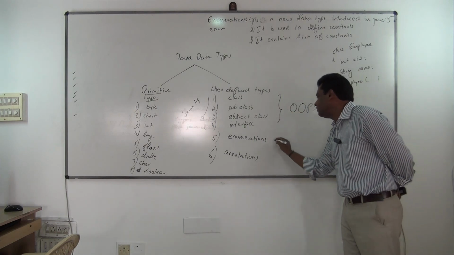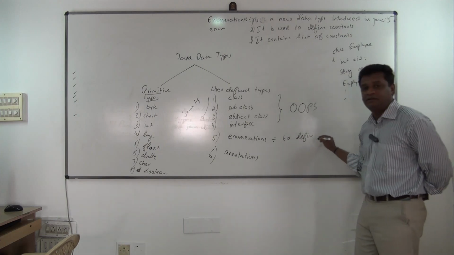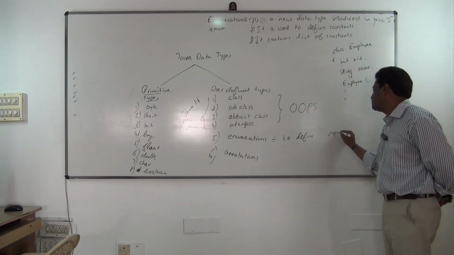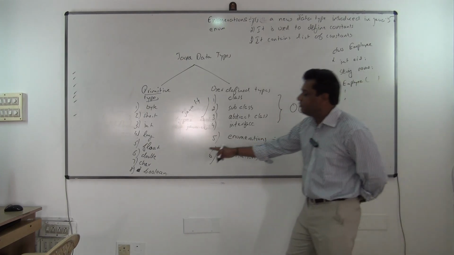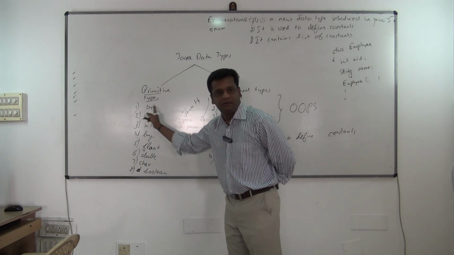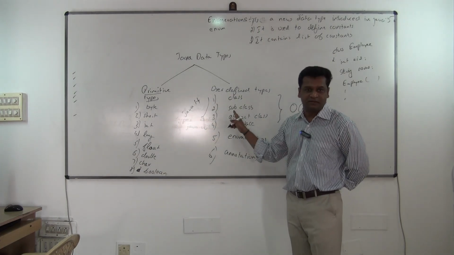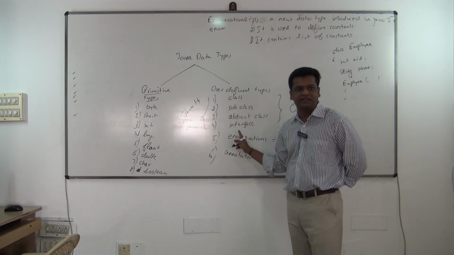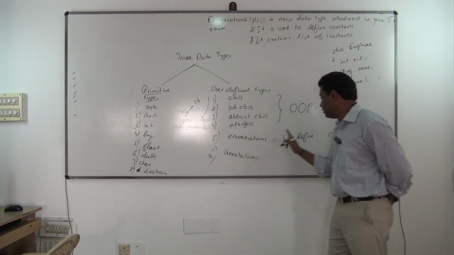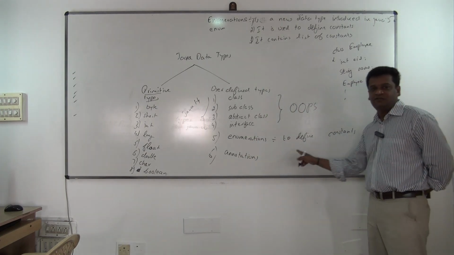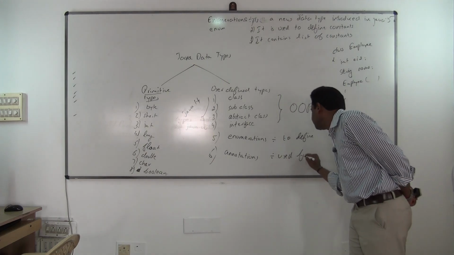Now why is enumeration given to you? The main reason is to define constants. Understood? See, these are given for holding primitive values. These, which are class, subclass, abstract class, interface, are given for holding values plus implementing OOPS also. Now, why is an enumeration given to you? It is used for defining constants. This is used for metadata programming.